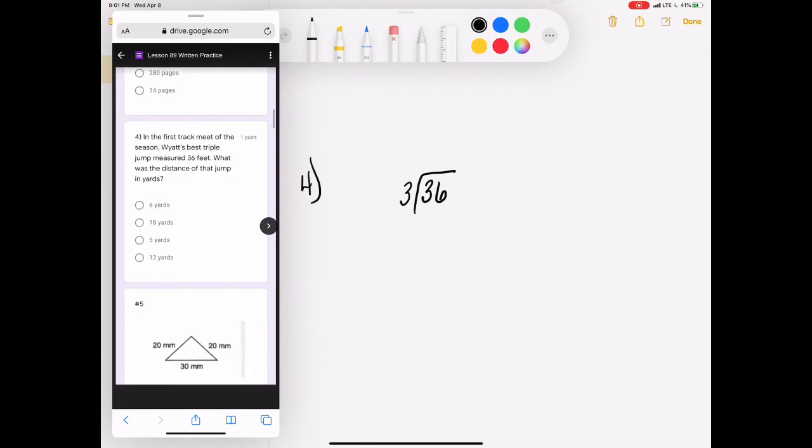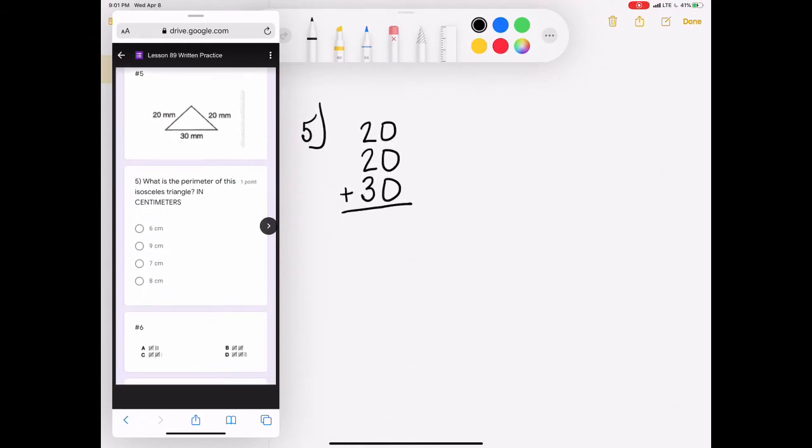Number 4, in the first track meet of the season, Wyatt's best triple jump measured 36 feet. What was that distance in yards? So feet are shorter than yards. So if I multiplied, I would wind up with way too many yards. This is a division problem. 3 goes into 3 one time. 1 times 3 is 3. Subtract 0. Bring it down. How many 3s are in 6? 2 times 3 is 6. Subtract, and you have no remainder. The answer would be 12 yards. 12 yards is the same as 36 feet.